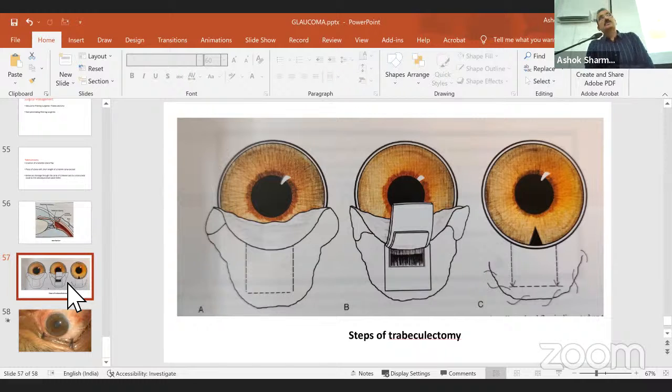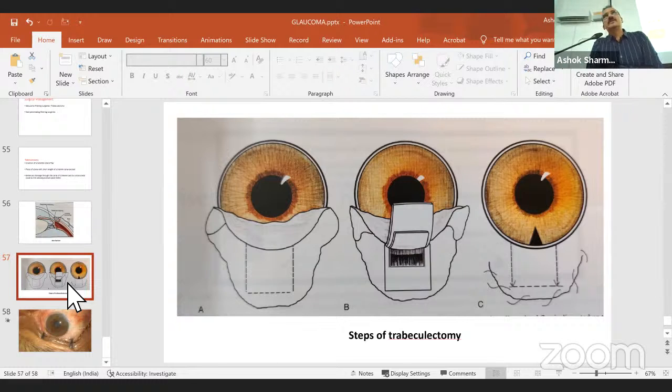Yes, yes. Very good question. We gave a block. Peribulbar block was given. If the patient is not anesthetized, he will not allow me to operate. Is it local anesthesia? Local anesthesia. We give a local block.